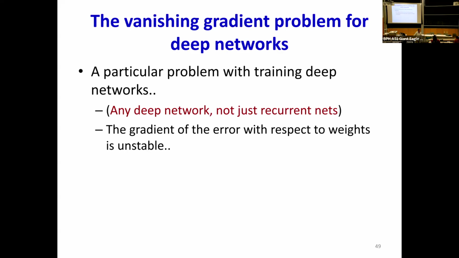Why is it a deep network? The path from the first input to the last output can be arbitrarily long, and that's the depth of the network, right? And so all really deep networks have a challenge, and that has to do with training, which is the gradient of the error with respect to weights. This can be very unstable.